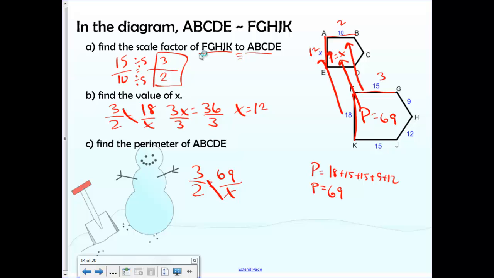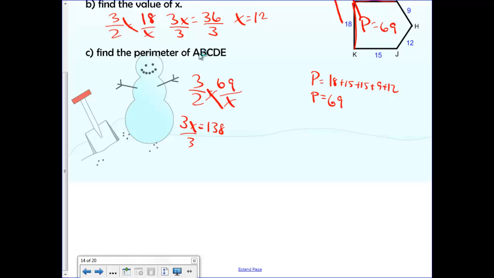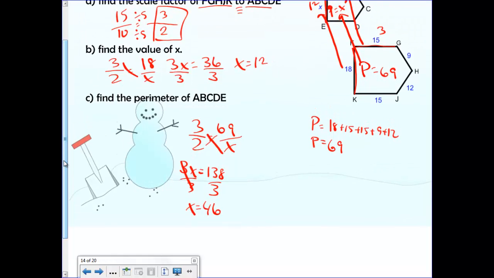We can cross multiply. 3 times x is 3x. 2 times 69 is 138. And divide. So I get 46 for the perimeter of this one. If the perimeter of this was 69, could that one be 46? So what is this? Just clean it up. The perimeter of A, B, C, D, E equals 46 units, because they didn't tell us what the units are.